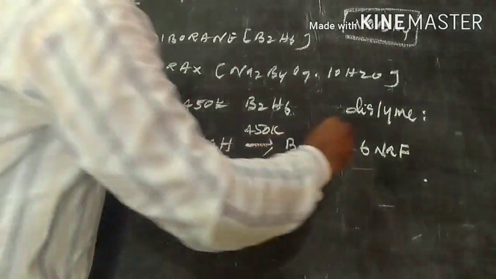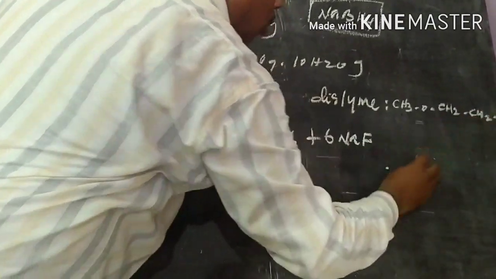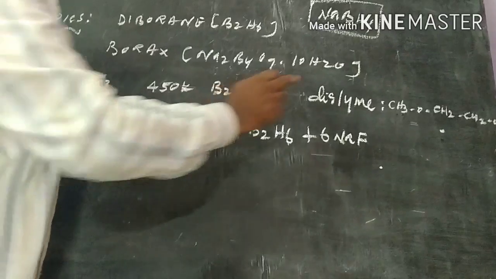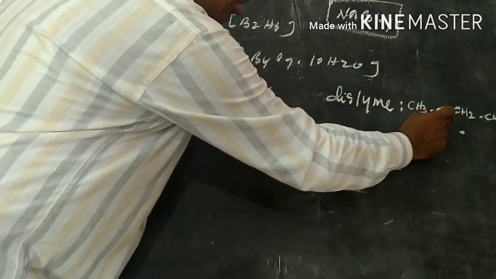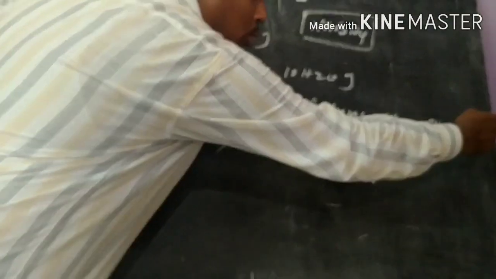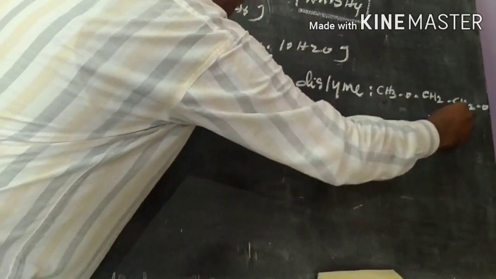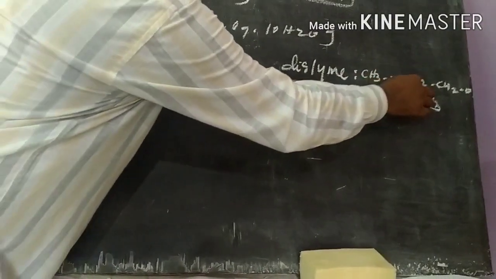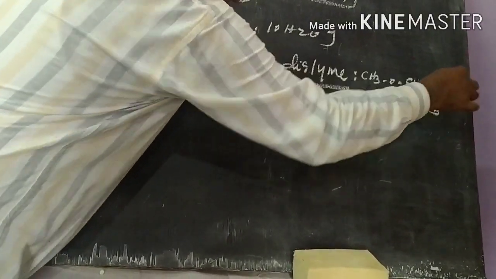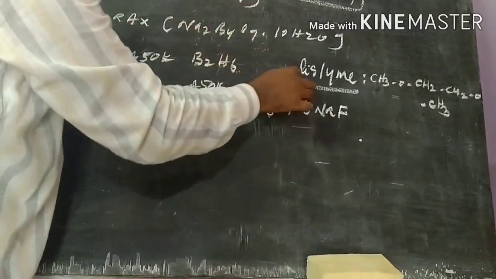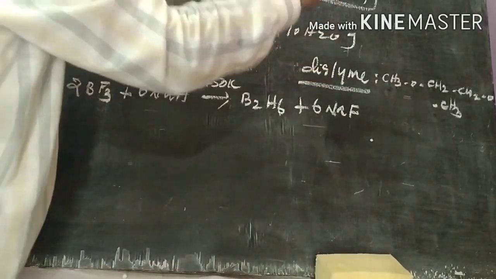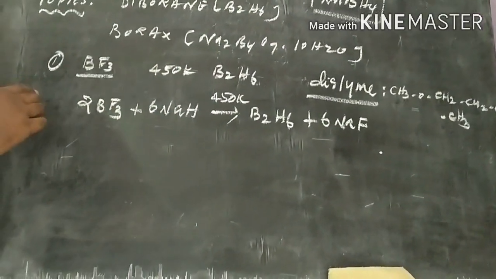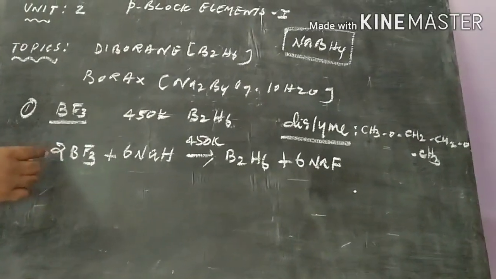Diglyme formula CH3O CH2 CH2O CH3. Diglyme means diglycol methyl ether, and that acts as a solvent.